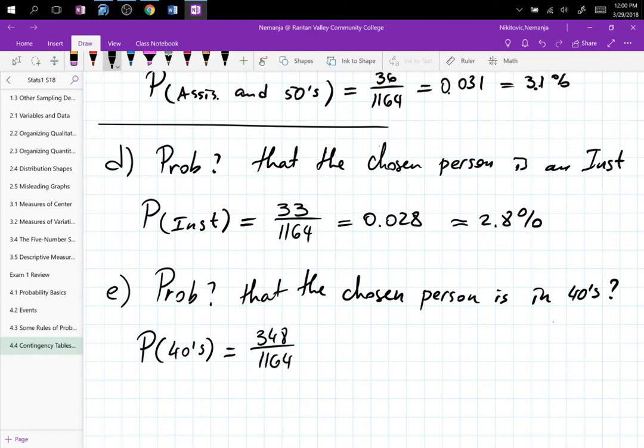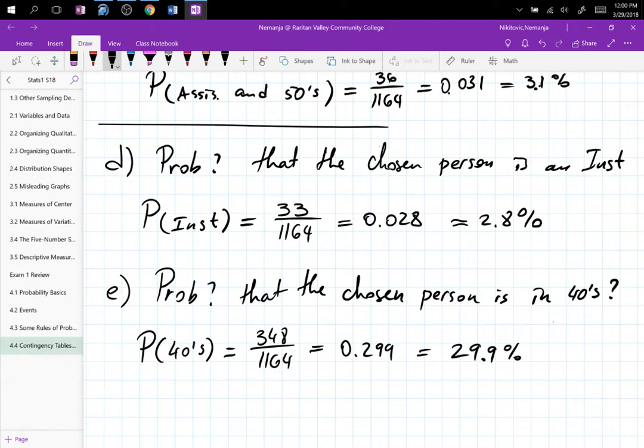divided by 1164, and that's going to give you 0.299. So you can say 30% if you want, or 29.9%. So about 30% of all professors and instructors, of everyone on this table, is in their 40s. So this is what we call a contingency table, and believe it or not, lecture is over.